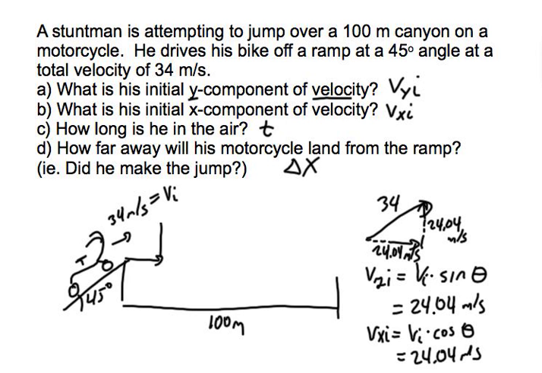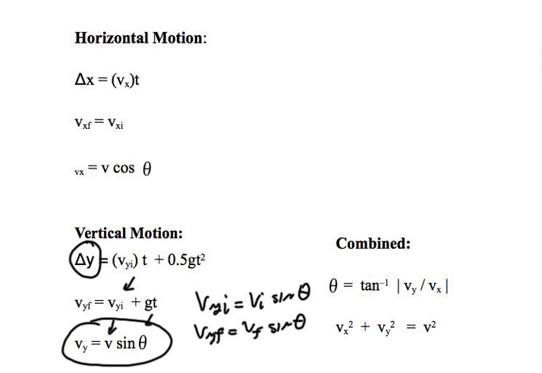So we've got that solved. Now, how long is he in the air? So I'm looking for time. If I look at my equations, I want to find one with time. I can look here first, and I know Vx, and I might think I know delta x, but I just told you how long the canyon was. I never said he actually cleared it. So we can't use the 100 meters because we're not sure if he actually makes it. That's not enough information to solve for time.